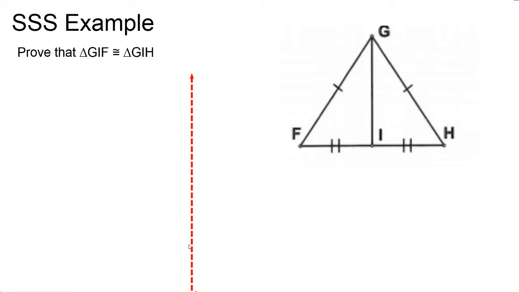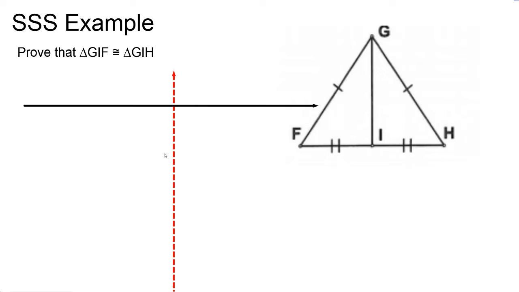So we're going to do an example proof here. Prove that triangle GIF is congruent to triangle GIH. What I'm going to do is use this as a T-chart. These are my statements over here, and this is my reasoning. These are my whys.